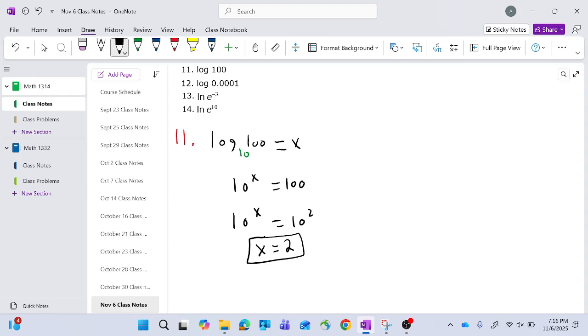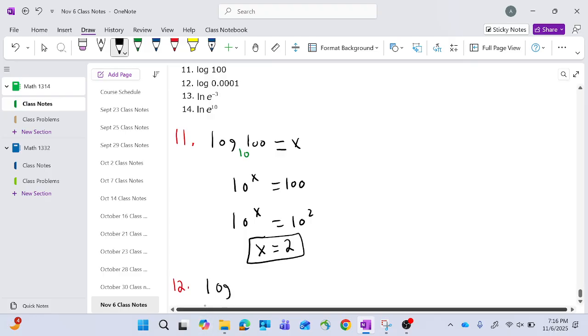Everyone with me? So 100 is 10 squared. So tens are pretty nice. How many zeros you have tells you what the power is going to be. So 100 is 10 squared, 1,000 is 10 cubed, 10,000 is 10 to the fourth. The amount of zeros you have tells you what the power is. 10 has 1 zero, it's 10 to the first.